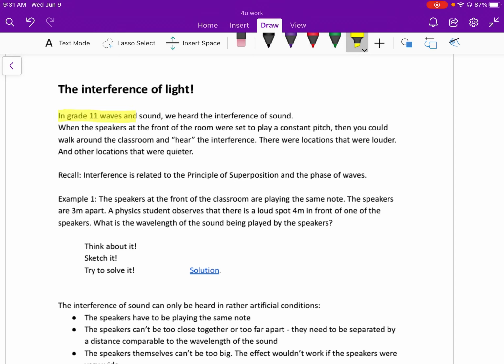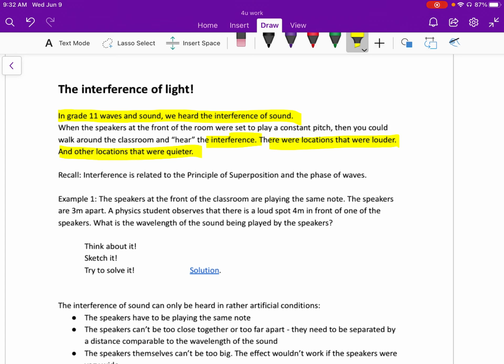Hopefully in grade 11, if you were in class, you got to hear the interference of sound. If you didn't hear it, I don't know how to recreate it for you over a Google Meet. If you had access to two speakers at home, like maybe little computer speakers, and you could get the two speakers playing the exact same note, so Google an app that'll play a tone, and then you separated the speakers, and then walked around your room where the speakers were playing, you would literally hear spots where the sound was loud and spots where the sound was quiet. What you're hearing is the interference of that sound.